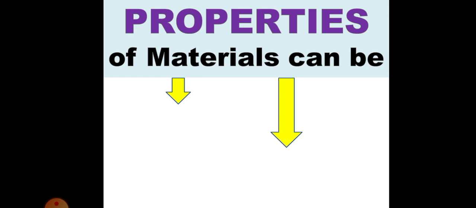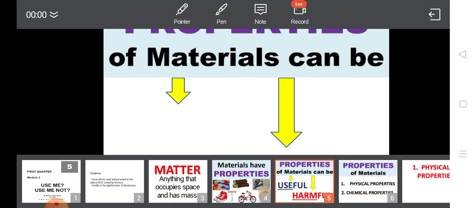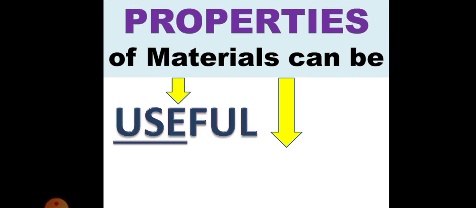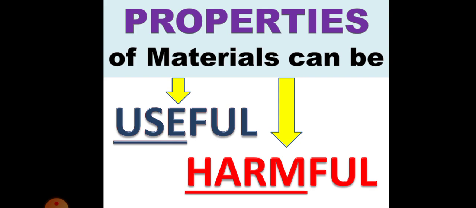These properties of materials can be useful or harmful. Pag sinabi nating useful, from the word use, these properties can be used. May pakinabang. Okay? Pag sinabi naman nating a property of material can be harmful, from the word harm, delikado or maaaring magdulot ng kapahamakan. So, properties may be used and they can be useful or harmful.